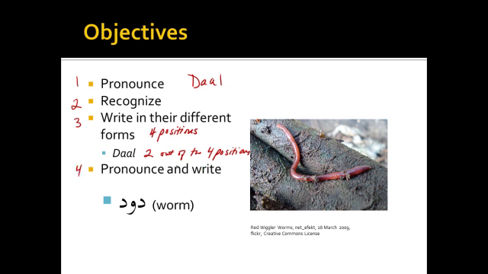Now the 4th objective in this lesson is to pronounce and write the Daal in an Arabic word. And the word that we have for today is dood. Dood. And it looks like this, which is the Arabic word for worm. Let's get started.